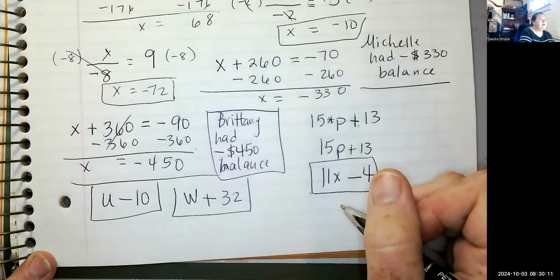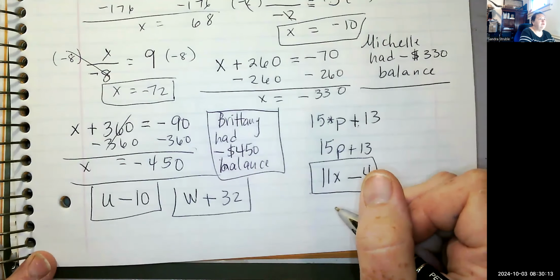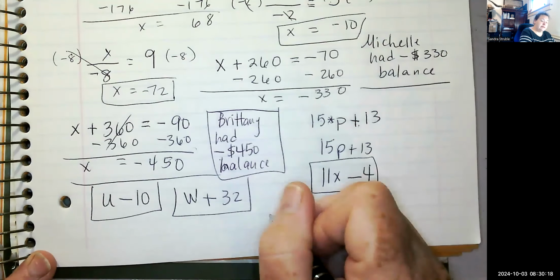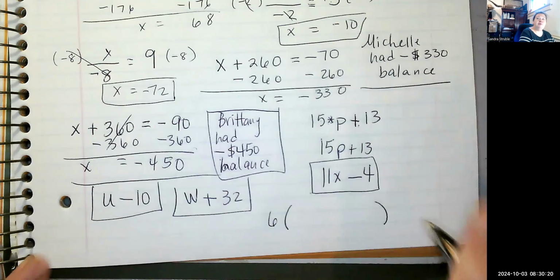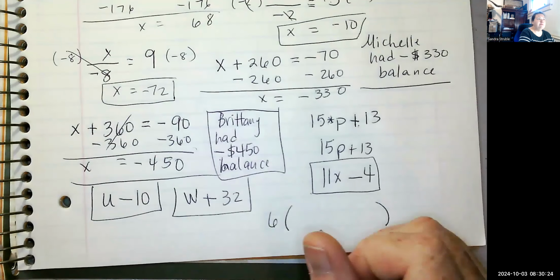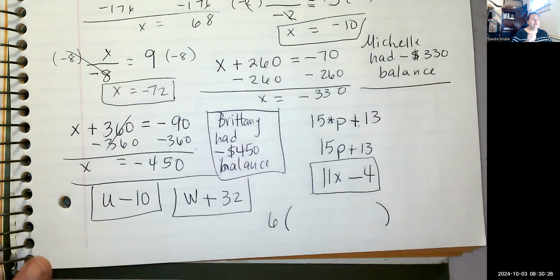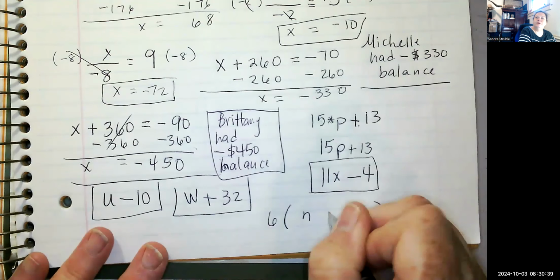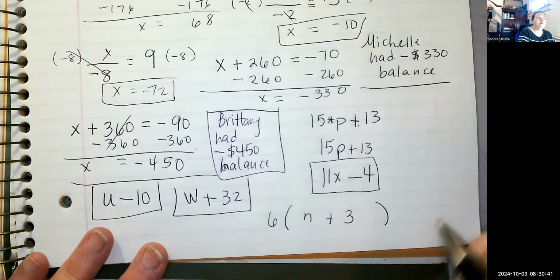6 times the sum of the number N and 3. Okay, so it's 6 times. I'm going to put a parenthesis here because they're saying a bunch of stuff. 6 times. Sum means added. 6 times the sum of, and now they're going to tell us the addition of what? Because remember, sum is addition. The addition of the number N and 3. So N plus 3. There's the setup.